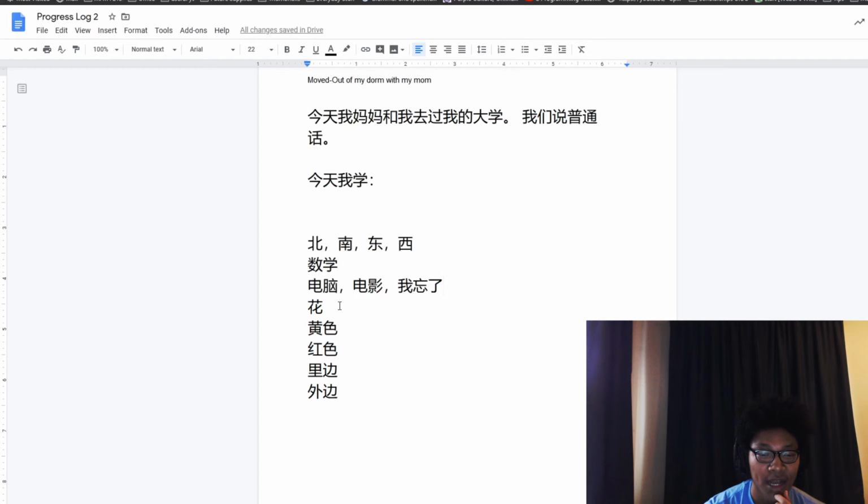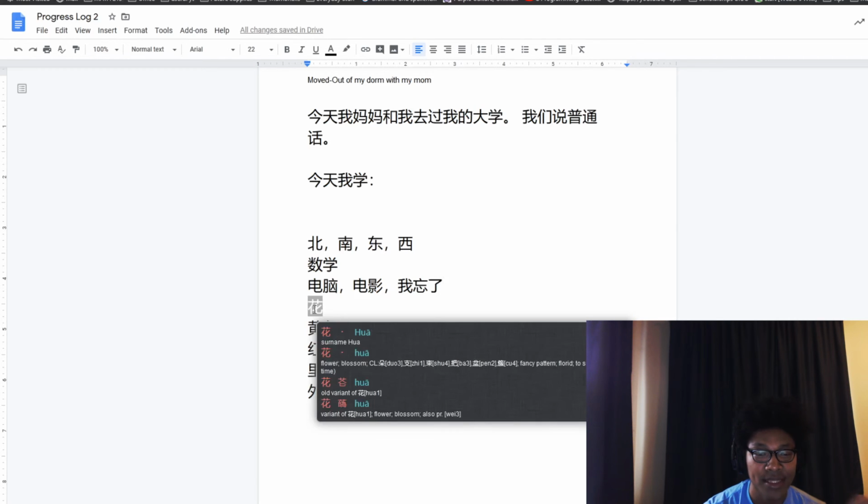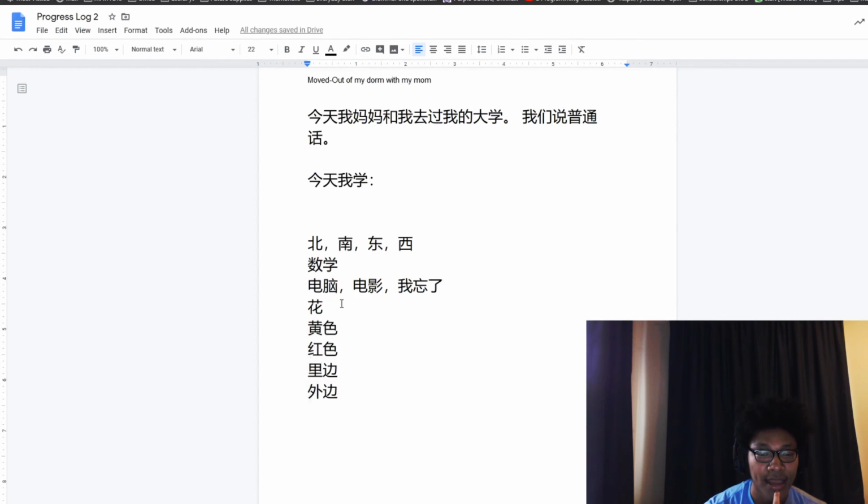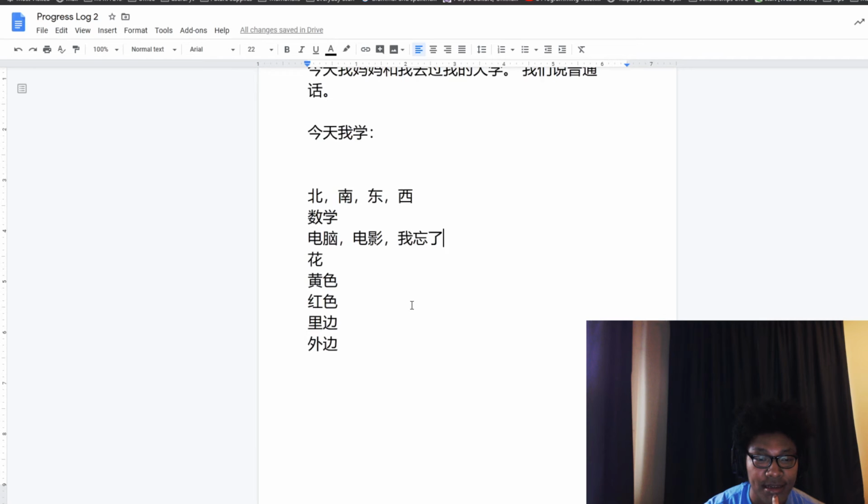This was 花, which means flower, but it's also used as a surname a lot. We also went over 黄色, which is used for yellow, but also it's another surname that's used a lot, 黄. So there's that. And what else? 红色, which is freaking red. So we went over a lot of colors. What else did we do?